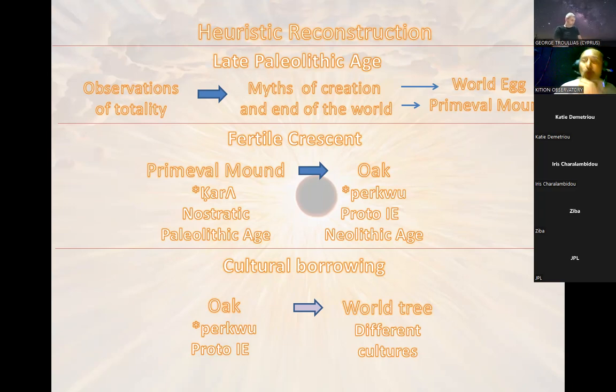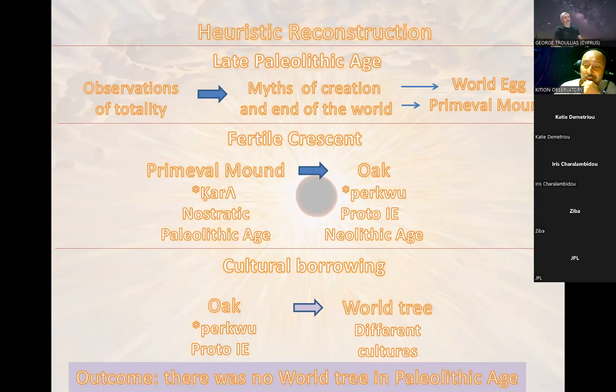So that's our reconstruction. And as the result of this reconstruction, there should not be a world tree in the Paleolithic age. And indeed, Toporov mentioned in his article about the world tree, in the encyclopedia, that there is no world tree in the Paleolithic age. Our reconstruction said that Oak is the father of the world tree, and it could appear only in Proto-Indo-European, which is Neolithic. So we could not find it earlier.